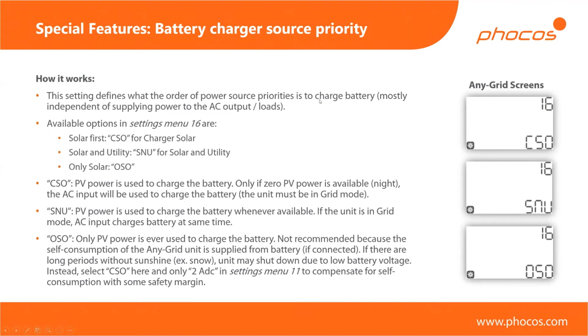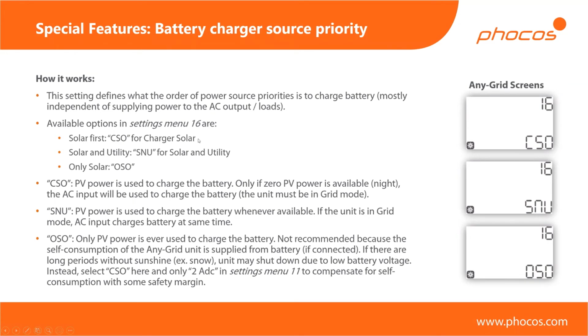Now, the second priority setting is the battery charger source priority. So before we were talking about how to power our loads, now we're talking about how to charge our battery. And there, again, we have three different modes. The first one is solar first. And what this means is if PV is available, then we only want to charge with PV. But if there's no PV available at all, so during the night, or if you have snow-covered PV modules, then you can charge from the grid or from your AC source.